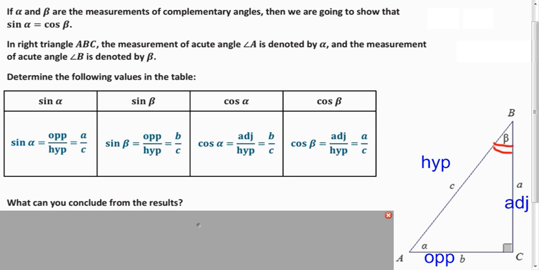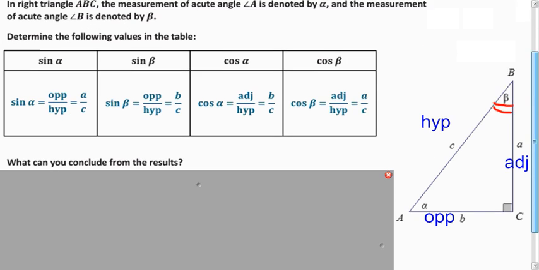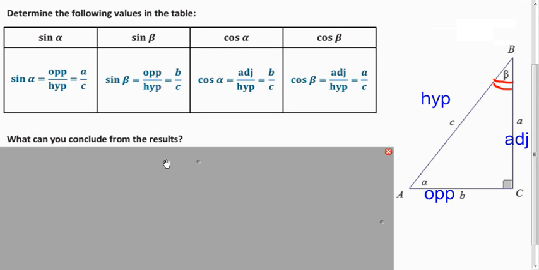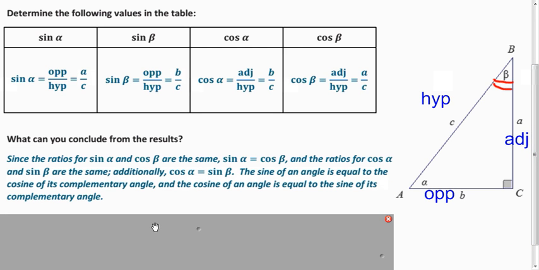So now what can we say about any right triangle based off of these results? We can say that the sine of alpha is always equal to the cosine of beta. We can also say that the cosine of alpha is always equal to the sine of beta. And this is a very important relationship.